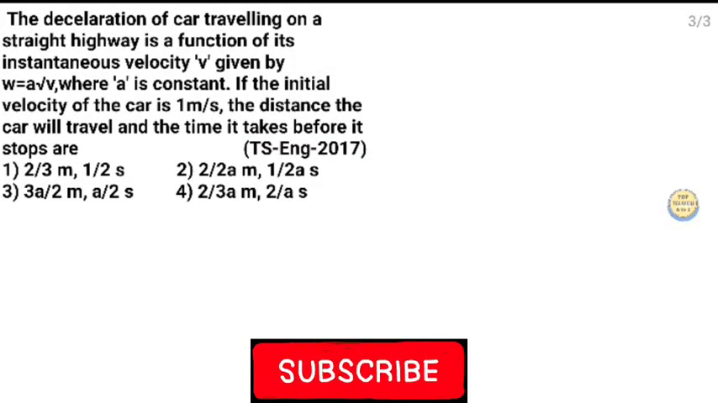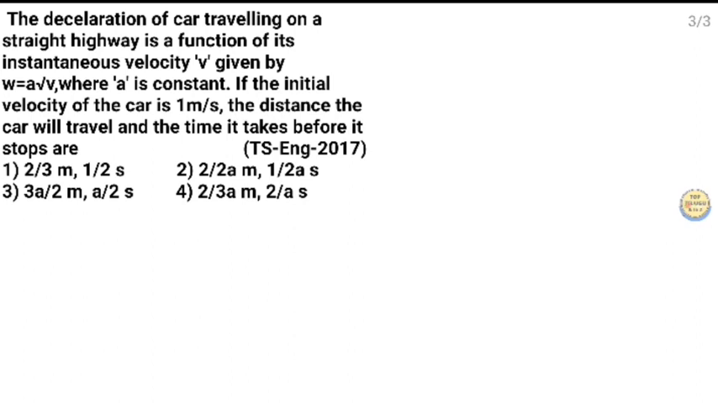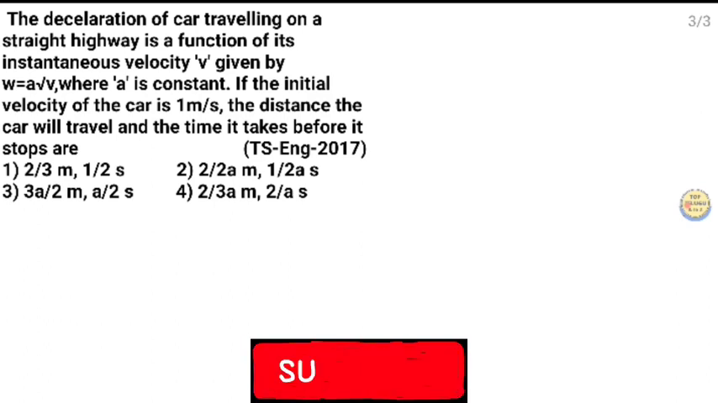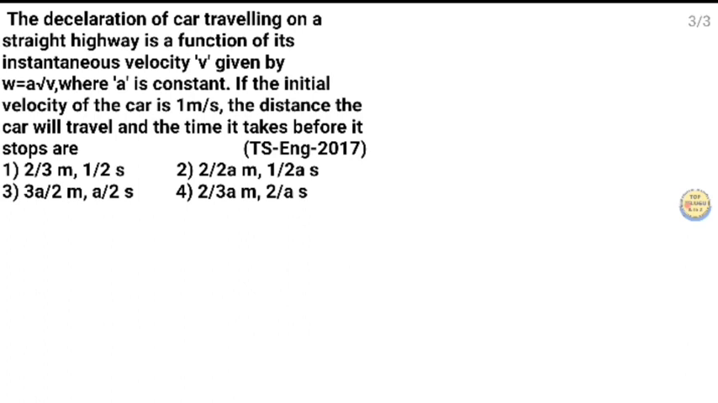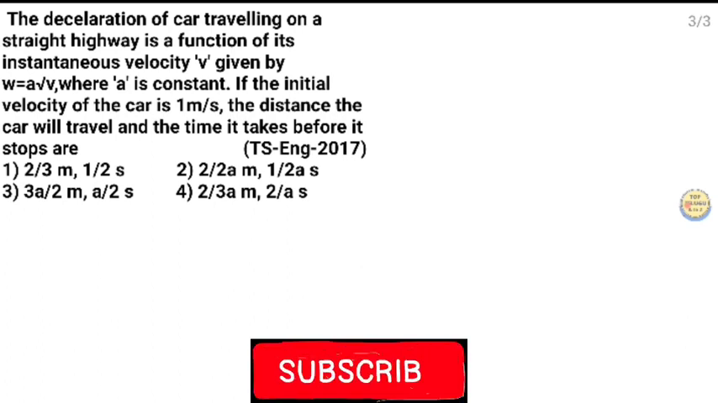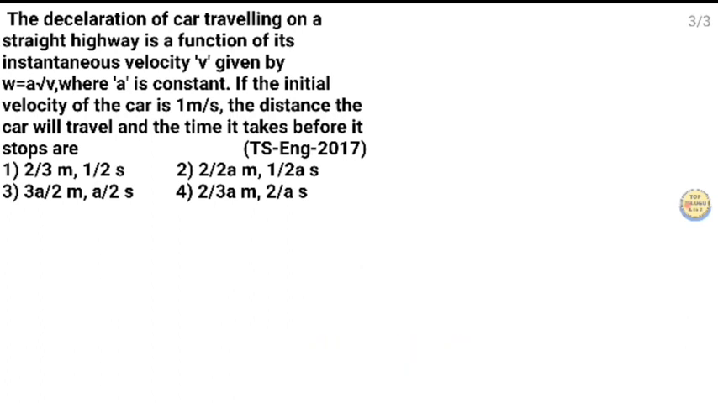The question: the deceleration of a car traveling on a straight highway is a function of its instantaneous velocity v, given by w is equal to a root v, where a is constant. If the initial velocity of the car is 1 meter per second, the distance the car will travel and the time it takes before it stops are.